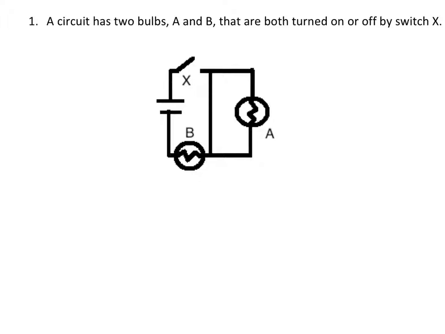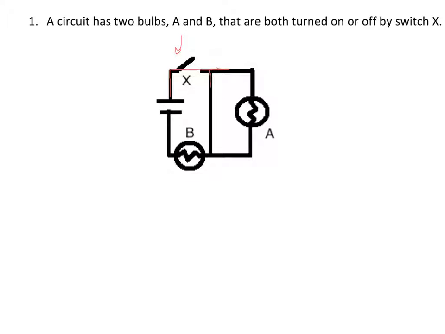We want a circuit with two bulbs that are both turned on or off by switch X. So switch X is here and is currently open, meaning no electricity can cross it. So one way to troubleshoot a circuit is to start at one end of the battery and imagine the electricity is moving along. So if the switch is open, it's not going to go anywhere. It's going to get stuck at that switch. So if the switch is closed, then it will be able to cross, and then it has a choice to make. So it can either go down this path here, or it can go down this path.